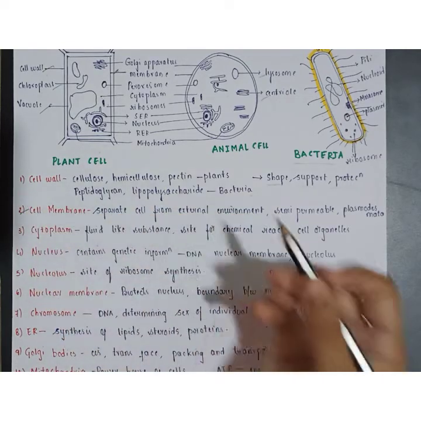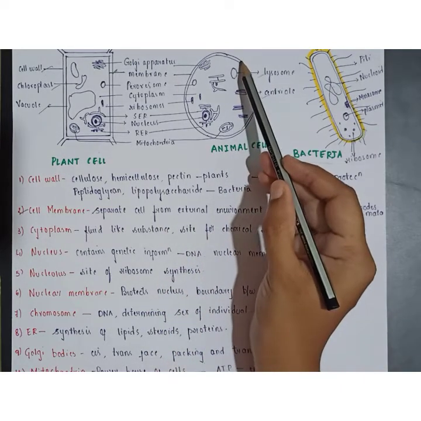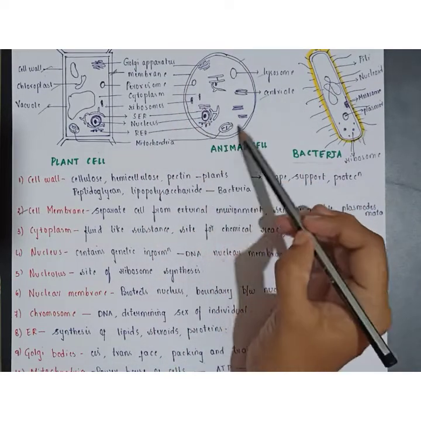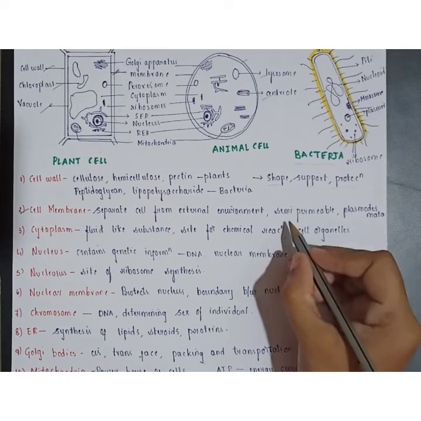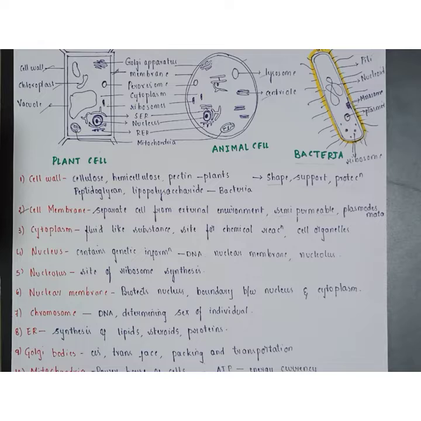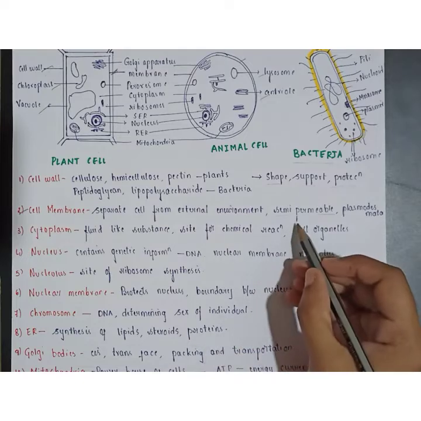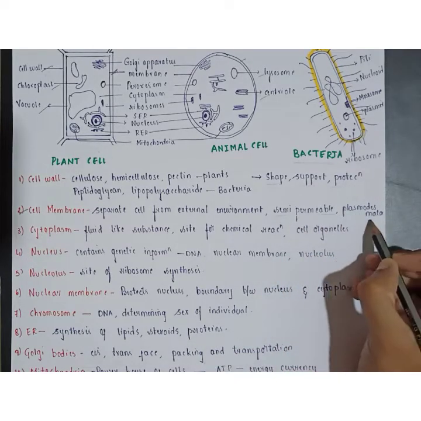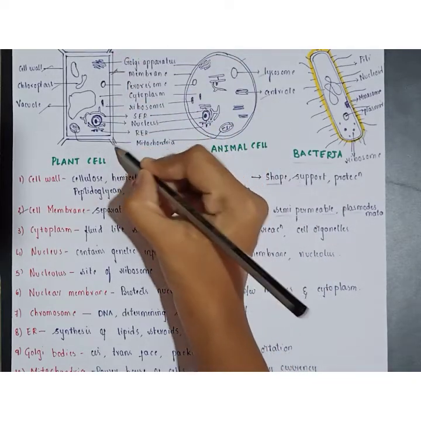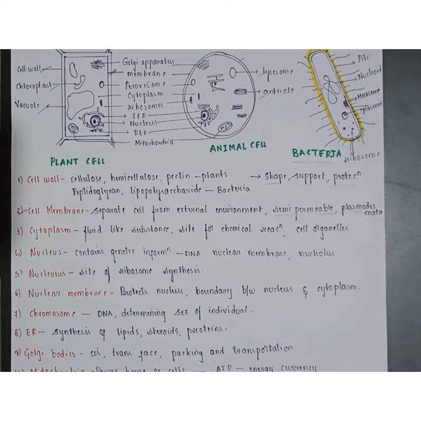Next one is the cell membrane. The cell membrane separates a cell from the external environment. This layer is called the cell membrane. It protects the entire cell from the external environment, and it is also called semi-permeable, meaning it allows only certain substances to enter into the cell or go out of the cell. It also contains plasmodesmata, which are the channels useful to connect different cells.